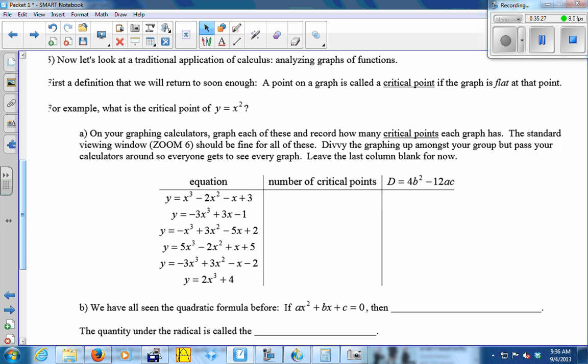So for example, what would the critical point be of y equals x squared? Where is that graph flat? 0, 0. Yep. So my critical point happens at x equals 0.